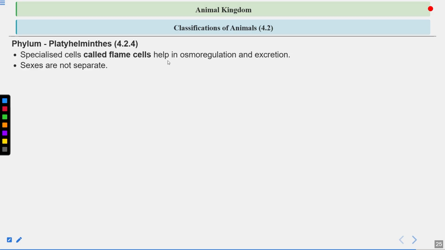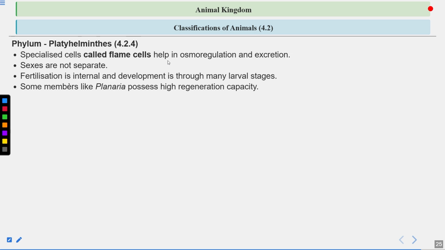Sexes are not separate. Fertilization is internal and the development is through many larval stages. Some members like planaria possess high regeneration capacity. It means when the planaria is divided into 2-3 pieces, each piece will develop into a new planaria. So they have a very high regeneration capacity. They can make up their lost body parts.